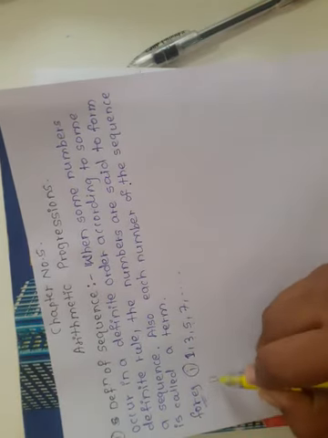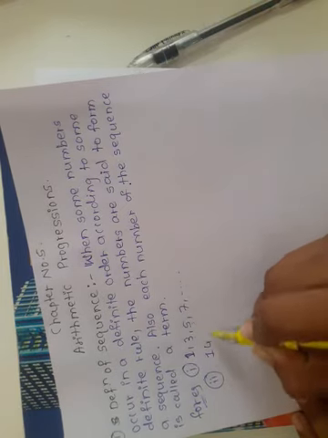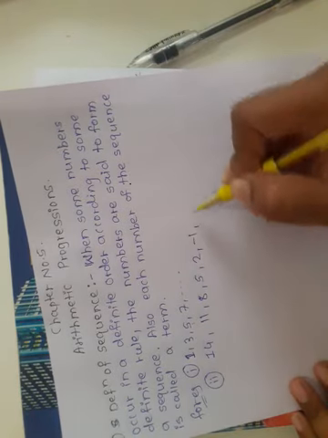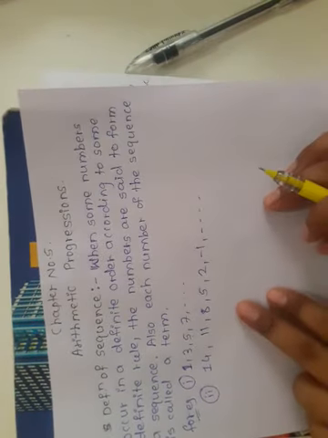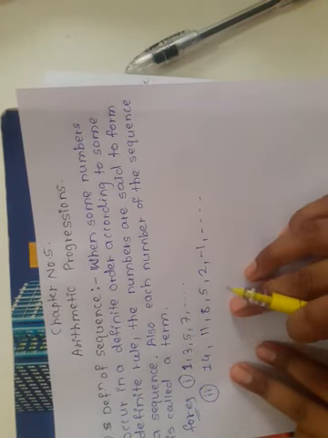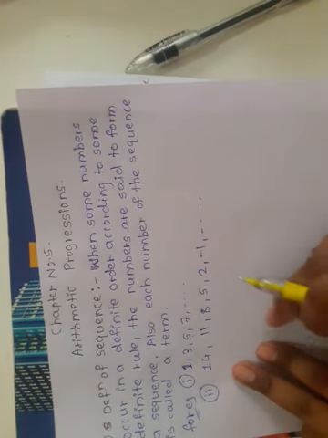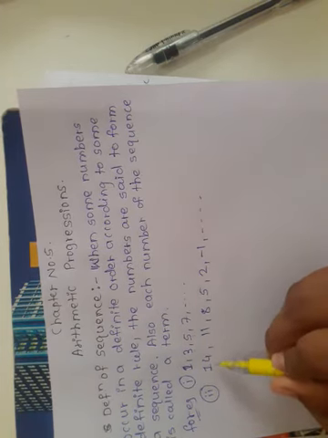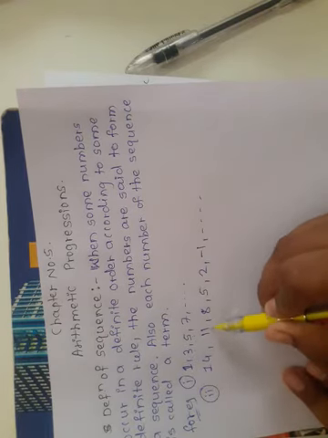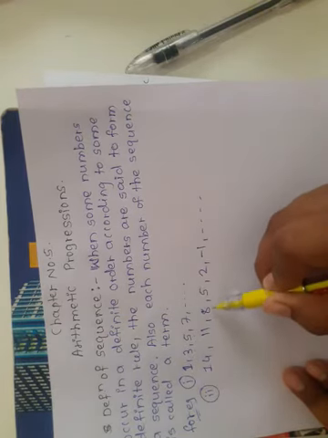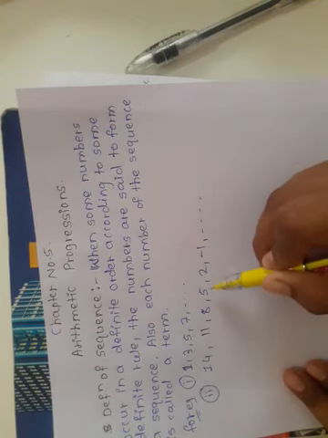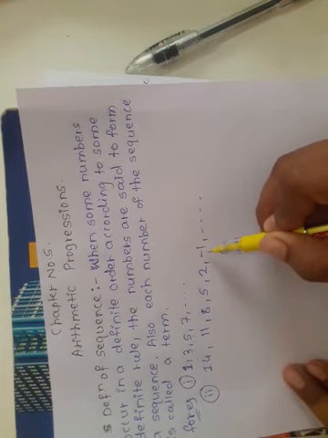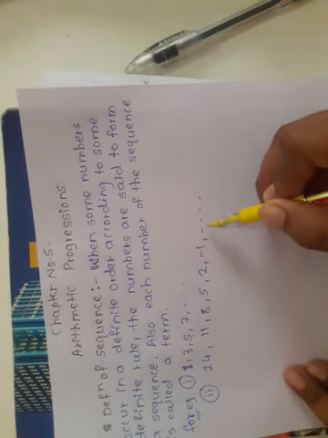So this is our first example. Then the second example is 14, 11, 8, 5, 2, minus 1, and so on. This is again a sequence, and it is obtained by subtracting 3 from the previous term. If we subtract 3 from 14, we get 11. From 11, we get 8. From 8, we get 5. From 5, we get 2. From 2, we get minus 1. From minus 1, we get minus 4.